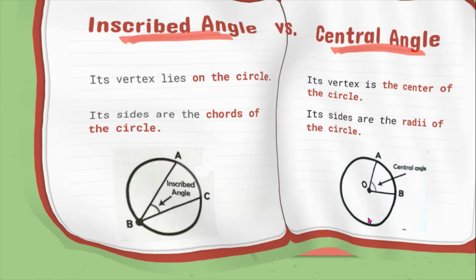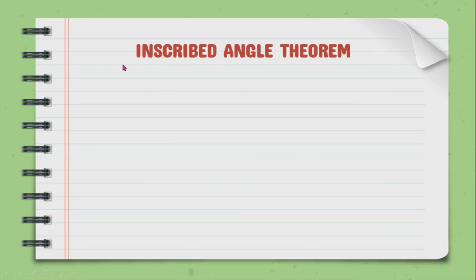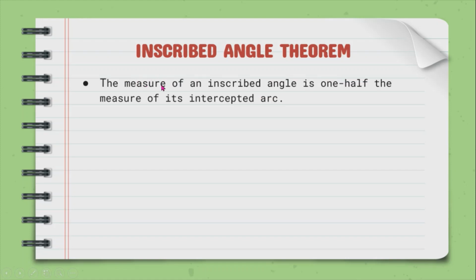Next, theorems and postulates on arcs and inscribed angles. So the first one is the inscribed angle theorem. The measure of an inscribed angle is 1/2 the measure of its intercepted arc.